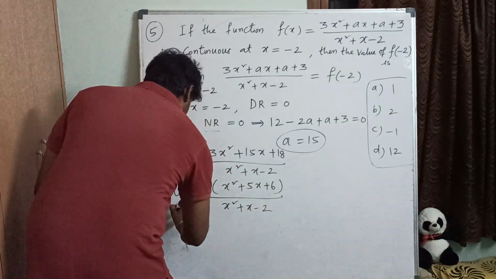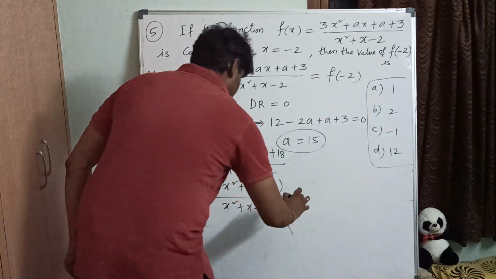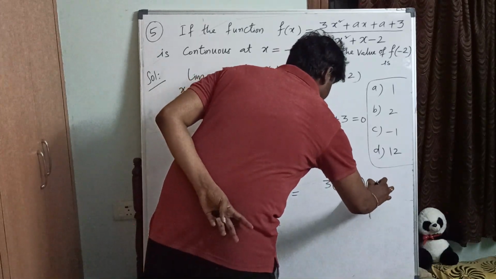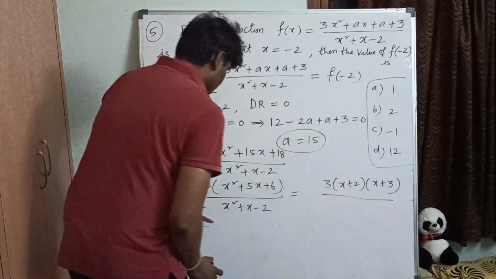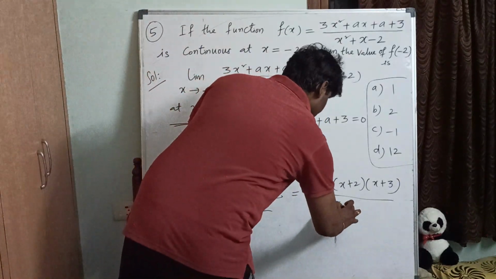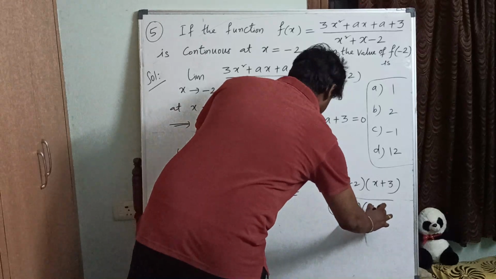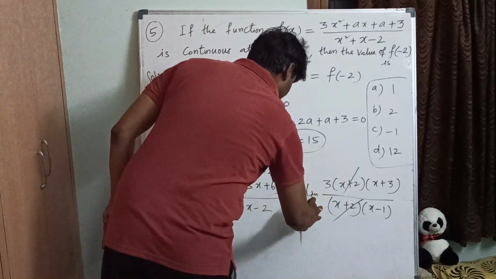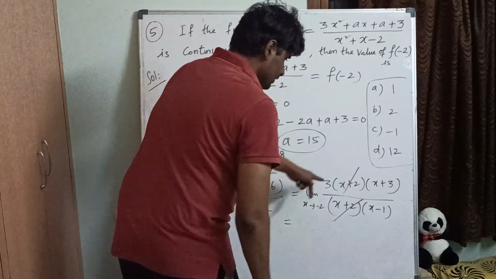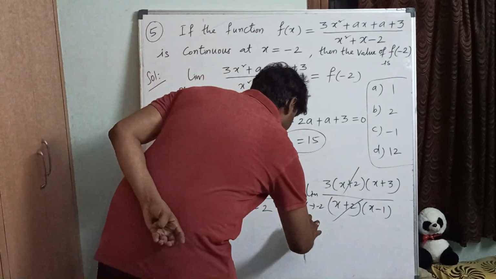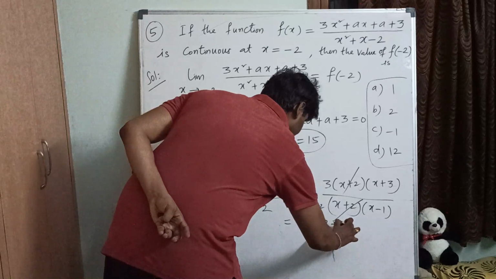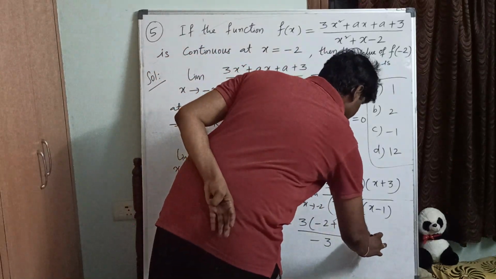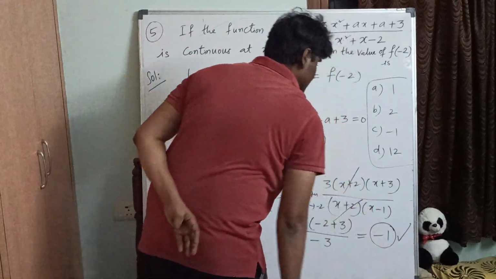Here, 3 into, what can I write? (x plus 2) into (x plus 3). Correct. So down also, what are the factors? (x plus 2), (x minus 1). x plus 2 and x plus 2 get cancelled. Now substitute the limit x tends to -2 in there. Substitute -2 there, we'll get the answer. So what do we get? 3 into (-2 plus 3) by (-2 minus 1). 3 gets cancelled. So what do we get as the answer? -1. Clear?